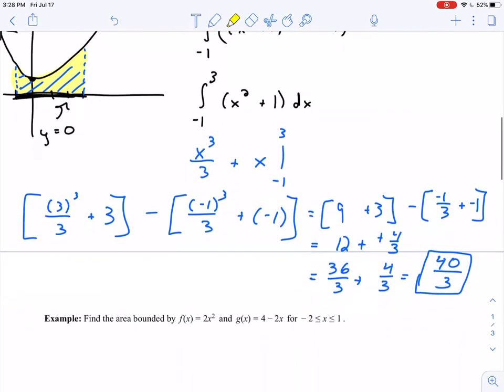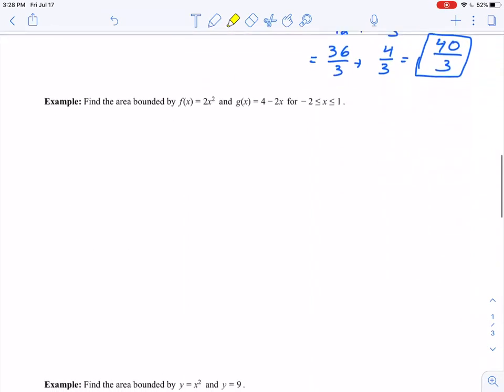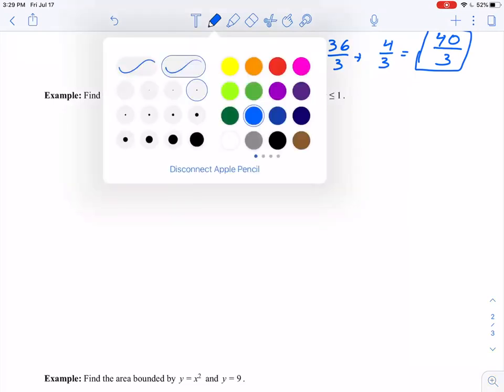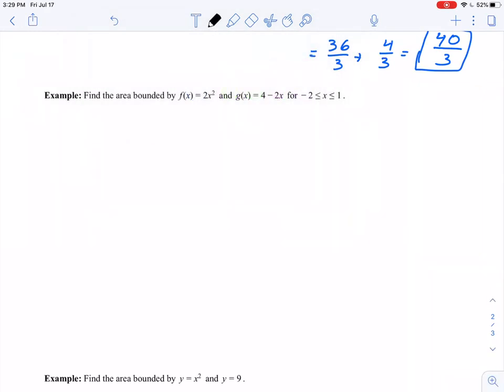Let's look at one more example for this video. Next up, I would like to find the area bounded by f of x equals 2x squared and g of x equals 4 minus 2x on the interval negative 2 is less than or equal to x is less than or equal to 1. So here the first thing I'm going to do is graph these two functions.